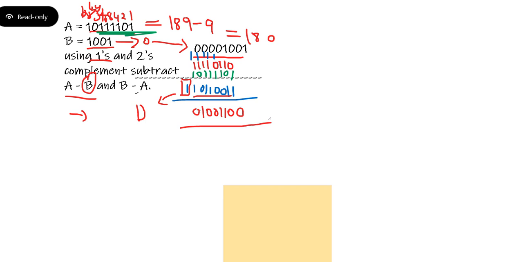What is 180 in binary? 1, 0, 1, 1, 0, 1, 0, 0. Okay. This is nothing but 180.